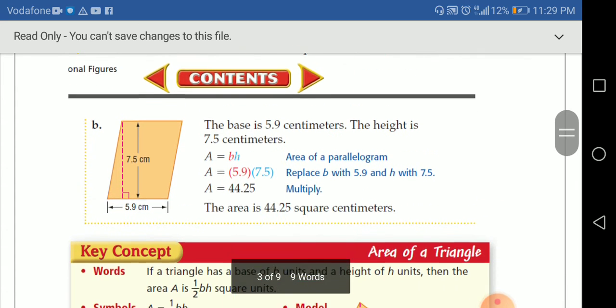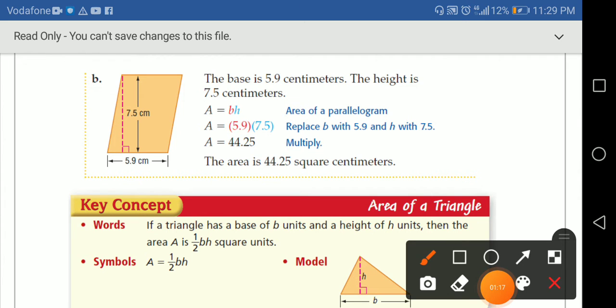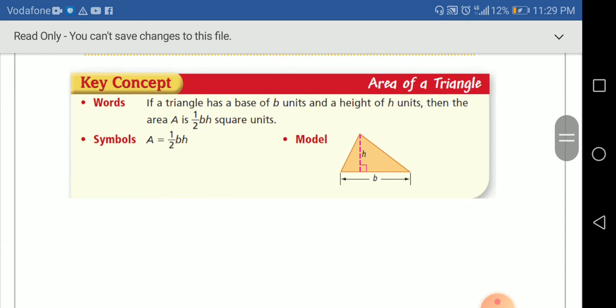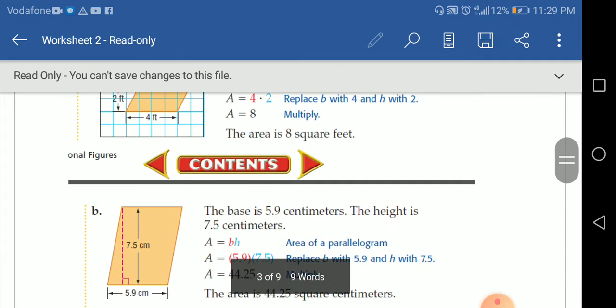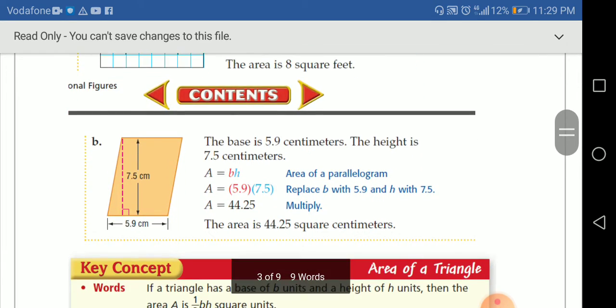I have here another example. The base here is 5 centimeters. The height here is 7.5 centimeters. So he asks me to find the area. The area here is what? Is the product of base times height. Base here 5, the height 7.5. I'm going to multiply them together and that gives me the area. So the area, guys, of a parallelogram gives me what? The area of a parallelogram is base times height.